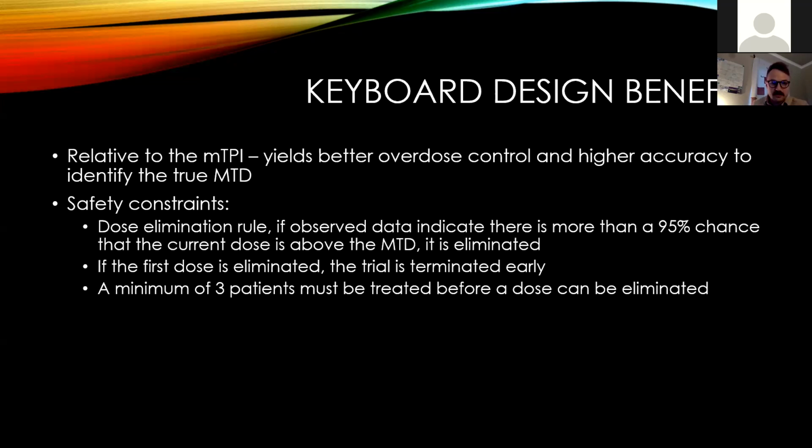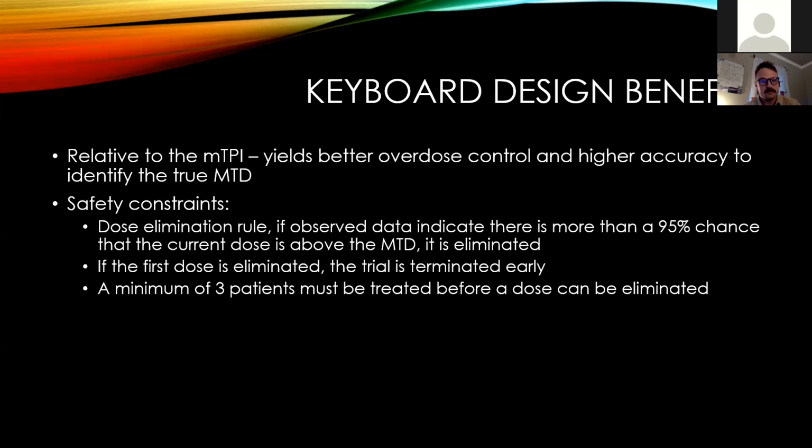If the first dose is eliminated, we're just going to terminate the trial early because we know right off the bat the drug is too toxic. We don't have to do any exploration or look at any other doses. And like I mentioned, because of the possibility of being able to make our decisions on a patient per patient basis, we are still building in the fact that you need to look at enough data to really truly be able to make that decision.